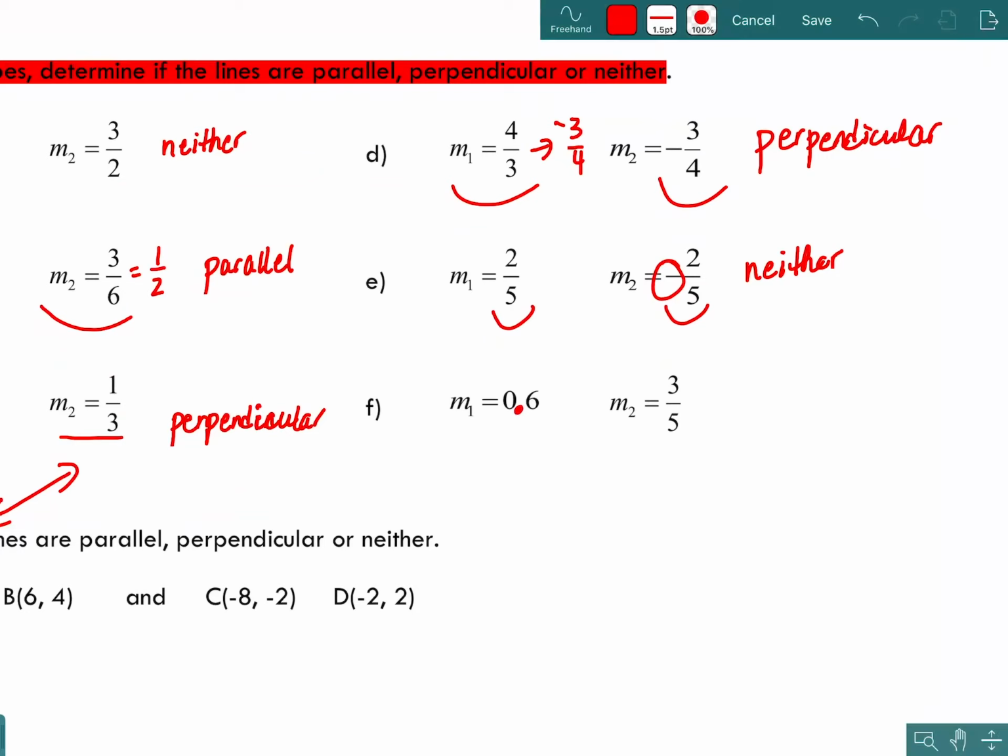This last one has a typo. It's supposed to be 0.6. So its slope is 0.6. This one has a slope of 3/5. But if you were to turn this fraction into a decimal, you would find 3 divided by 5 on your calculator would give you 0.6. So they actually have the same slope, so they're parallel.